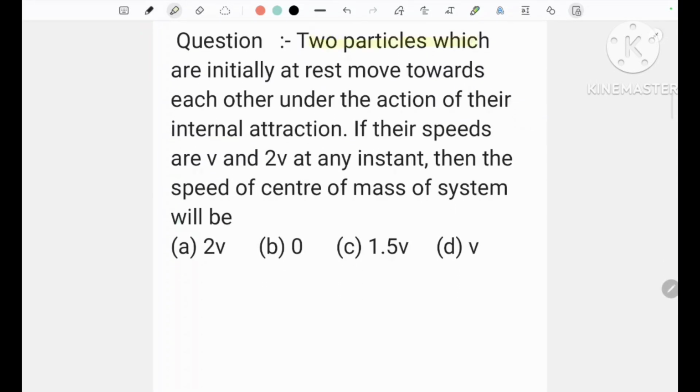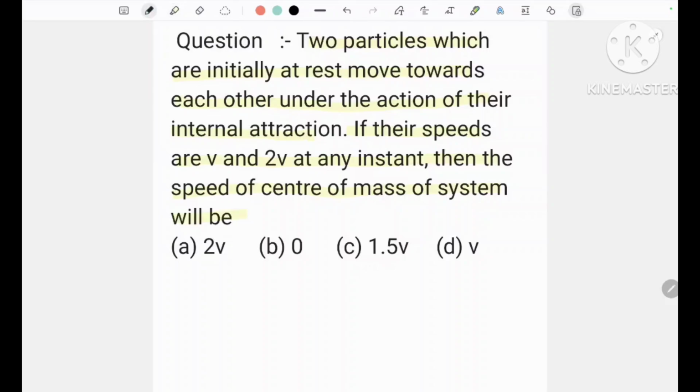Two particles which are initially at rest move towards each other under the action of their internal attraction. If their speeds are v and 2v at any instant, then the speed of center of mass of the system will be.